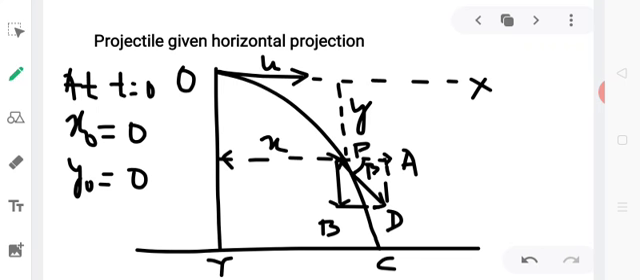Soon after projection, the object will move under the combined effect of two independent perpendicular velocities. Number one, the horizontal velocity u, which remains constant throughout the motion, as we are neglecting the air friction. Second, the vertical velocity, which increases due to gravity. The initial value of this velocity at O is 0. During the motion, the object covers horizontal distance due to horizontal velocity and vertical downward distance due to vertical velocity.